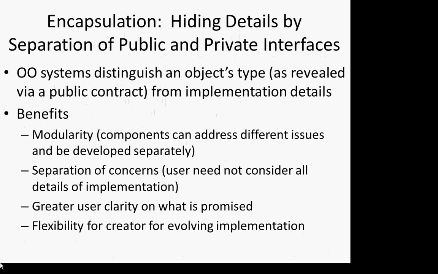So object-oriented systems distinguish an object's type from its implementation details. In other words, they distinguish the contract, the promises being made by an object, from how those promises are carried out, how they're actually achieved. Now, there are a lot of benefits to this: modularity, separation of concerns, and greater user clarity, what is promised, what will be promised in the future, not just now, but what will be maintained, and the flexibility for the creator to evolve implementation that's not promised. These things are all A1 good things.